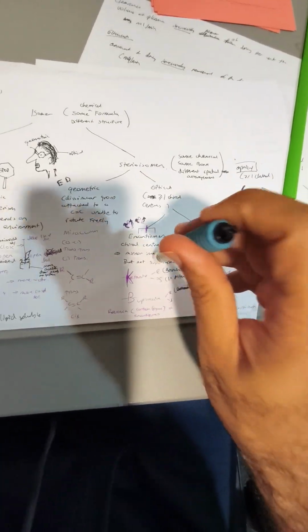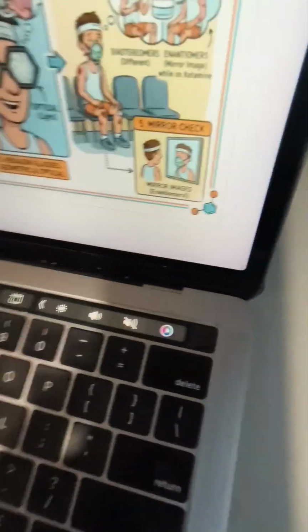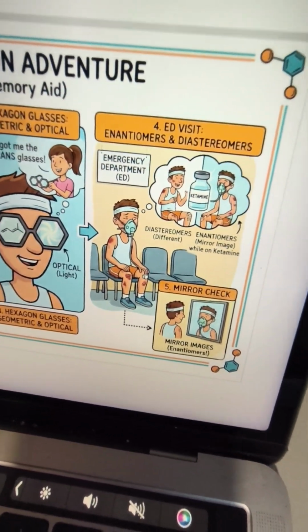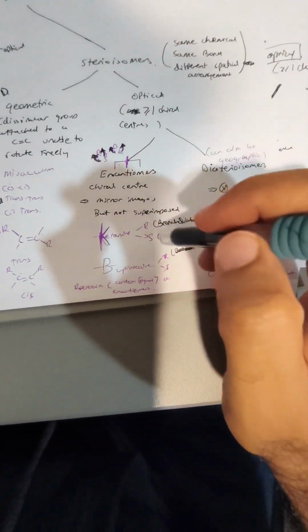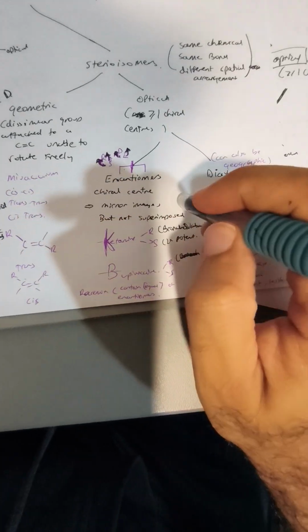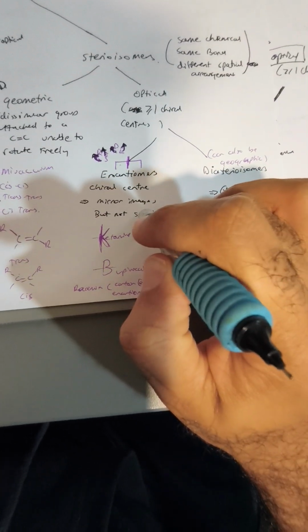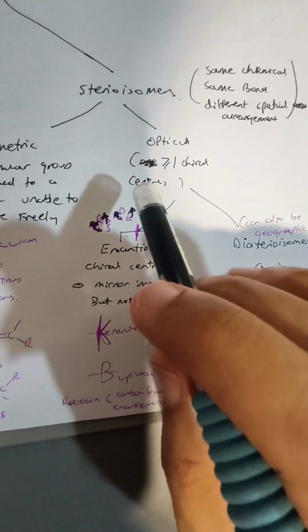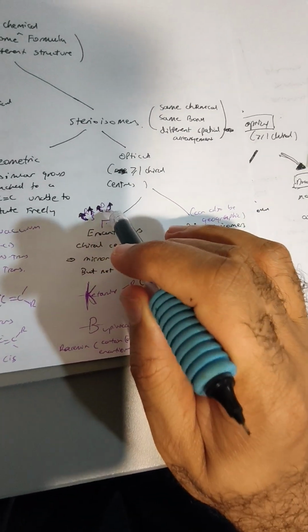Now, it's very interesting with enantiomers. When he goes to the ED, he looks into the mirror, and then he has ketamine. There's also tramadol, bupivacaine. Ketamine, tramadol and bupivacaine are all R and S, and we know that. They're mirror images, but they're not superimposable.